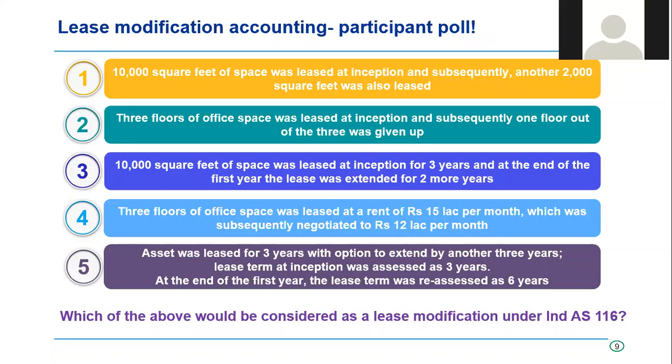The fourth situation is 3 floors of an office space was leased at a rent of 15 lakhs a month. The rental was subsequently renegotiated to 12 lakh rupees a month. The last situation is an asset was leased for 3 years with an option to extend it by another 3 years. At the beginning, based on considering the facts of the way the business was operated, the lessee said the lease term is 3 years. At the end of the first year, the lessee thought, well, I have a choice to extend it by another 3 years. Let me extend this to 3 more years.